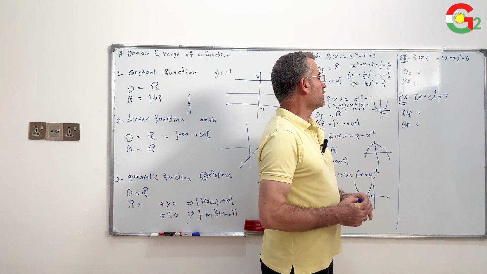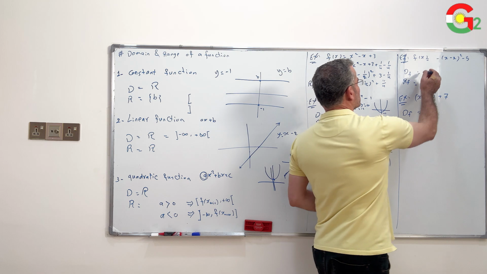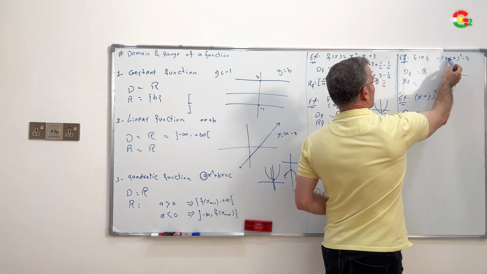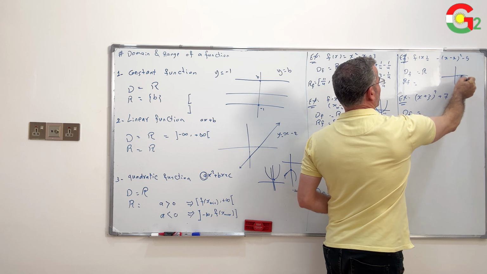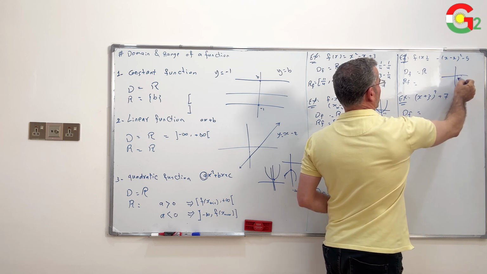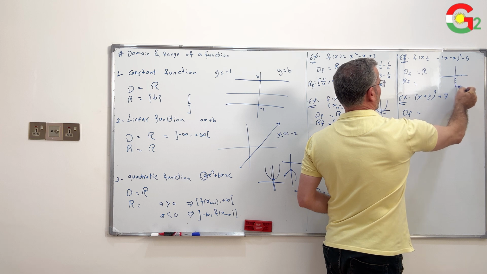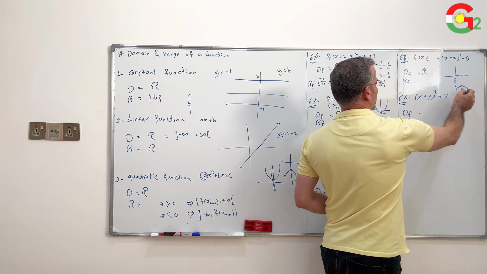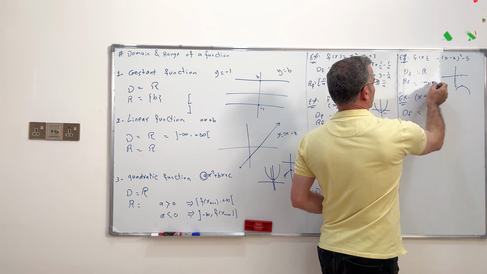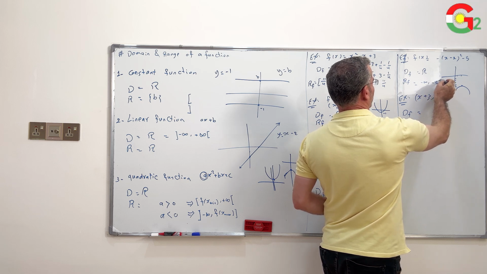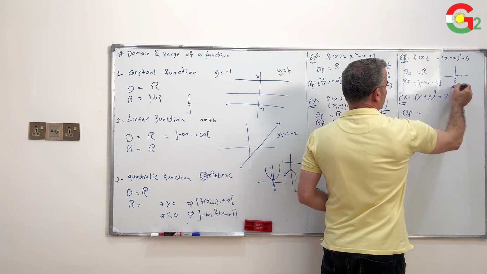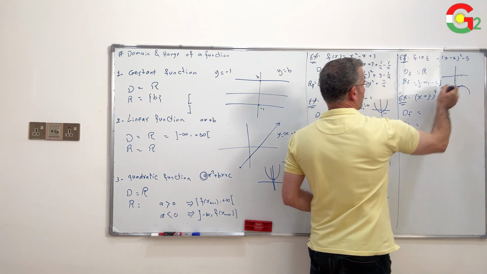Find the domain and range of this function. The domain is R. For the range, if I want to graph this function, x minus 2, this is x minus 2, negative 5. This is the vertex of this function, then the range is from negative infinity to negative 5.